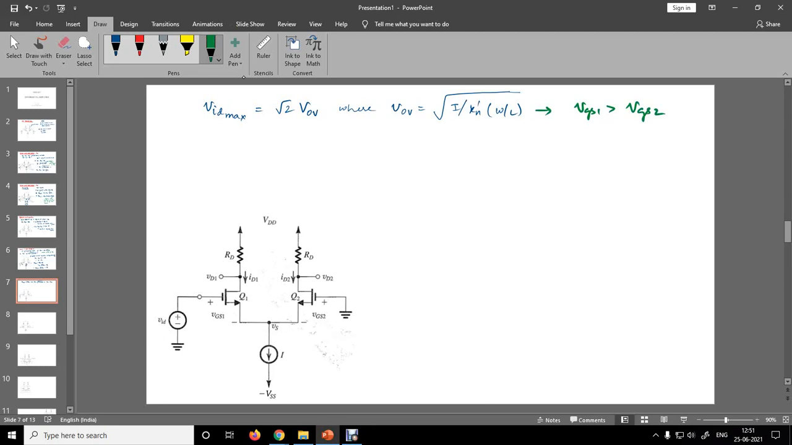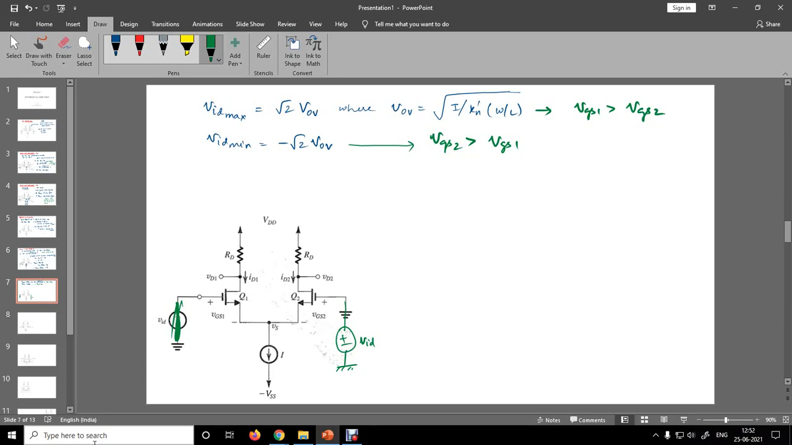Right. Similarly, what happens if I get it like this, minus square root 2 into VOV. Here VGS2 will actually be greater than VGS1, which means that here you are connecting VID and here you are giving it 0. Now in this case VGS2 is much greater than VGS1, which means all the current will flow through Q2 rather than flowing through Q1.